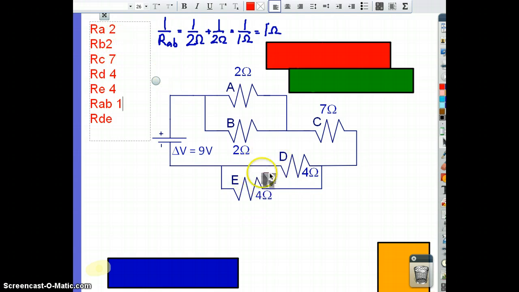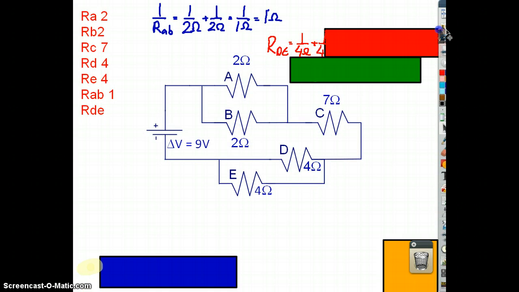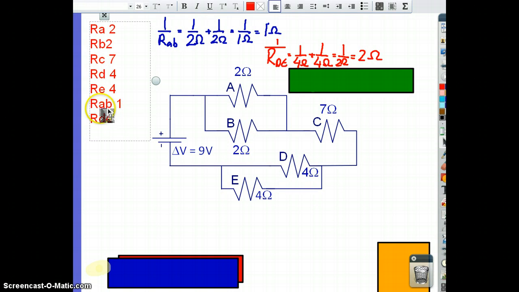Then let's do resistance DE. Resistance DE, I'm sorry, I miswrote this. 1 over resistance DE is equal to 1 over 4 for the 4 ohms here, plus 1 over 4 for the 4 ohms there. So a fourth and a fourth is a half. So that's 1 over 2 ohms. And then we need to take the reciprocal of 1 over 2, and that's nice and easy. That's 2 ohms. So resistance DE is 2 ohms.